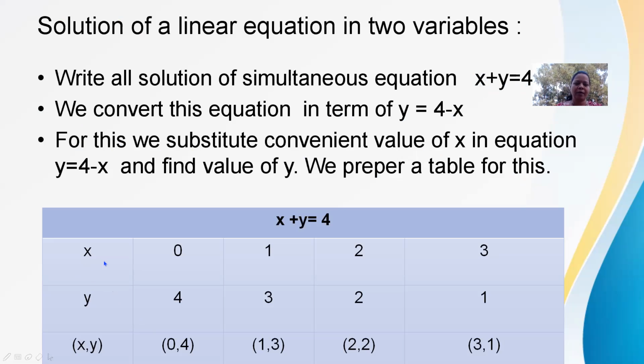If we substitute x is equal to 0, 1, 2 and 3 in the equation x plus y is equal to 4, we get the corresponding value of y. If we substitute 0, we get y is equal to 4. If we substitute x is equal to 1, y is equal to 3. If we substitute x is equal to 2, y is equal to 2. If we substitute x is equal to 3 in the given linear equation, we get y is equal to 1. That is, we find all the solutions for this linear equation in two variables.